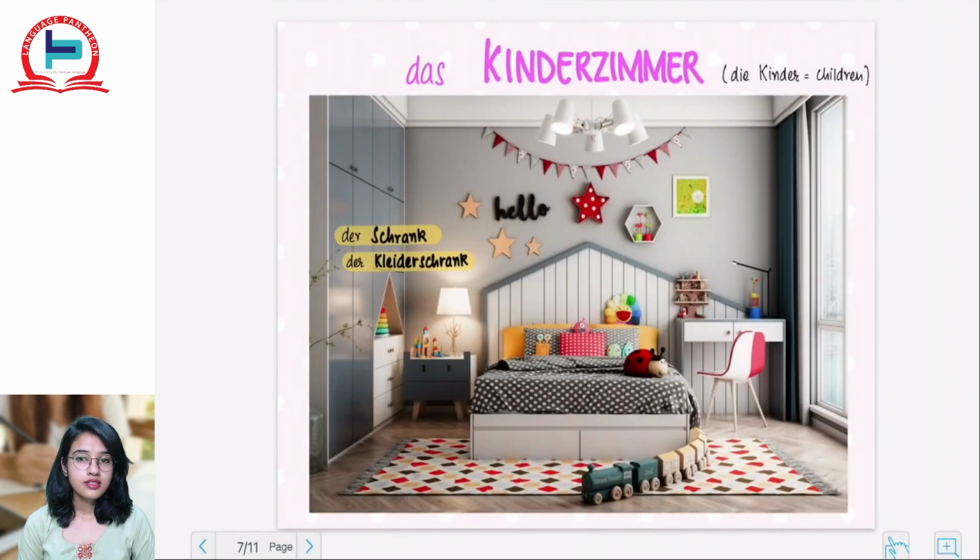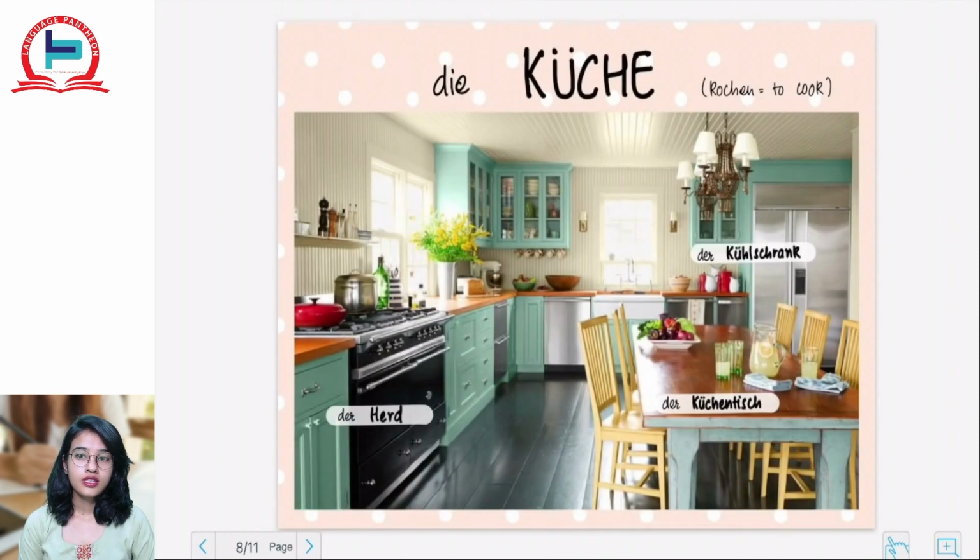Next we have das Kinderzimmer. Kinder means children, so Kinderzimmer is children's room. Here we have seen almost all the vocabulary already: the carpet, the bed, the table, the chair. Then we have a new one, that is der Schrank. Now der Schrank means cupboard, and if you have clothes in a cupboard, then you can also call it der Kleiderschrank. Der Kleiderschrank.